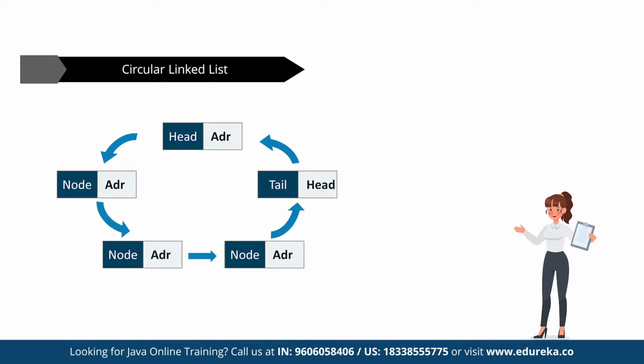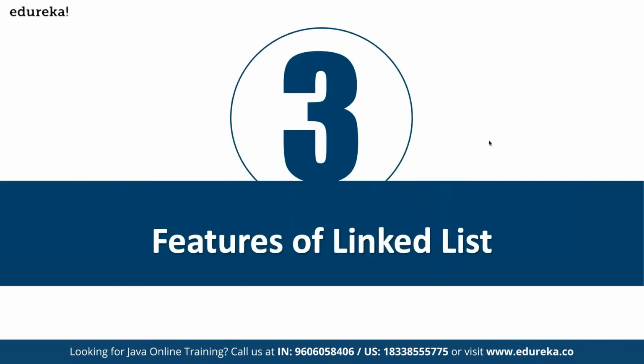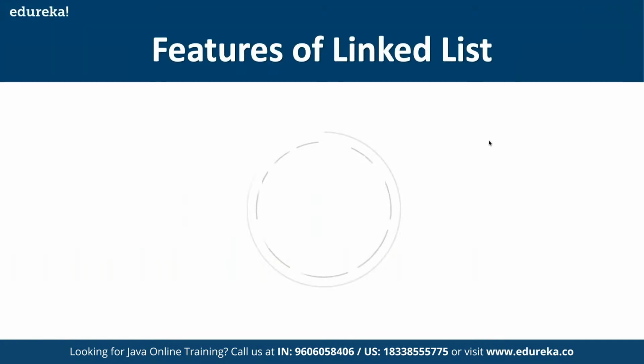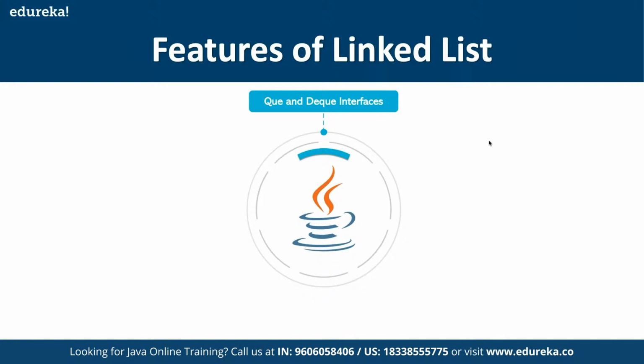And then we have circular linked list, where we have data again available for the next node itself. Now, if we talk about features of the linked list, then first of all, linked list simply implements the queue and dequeue interfaces. So therefore, it can be used as a queue, or we can say a dequeue or a stack as well.